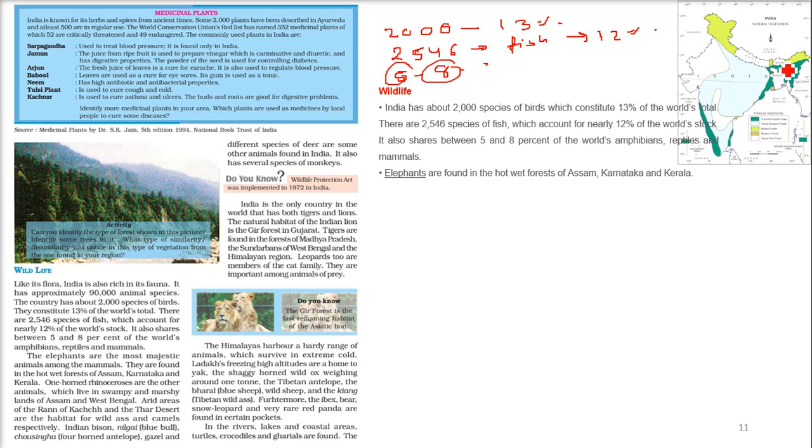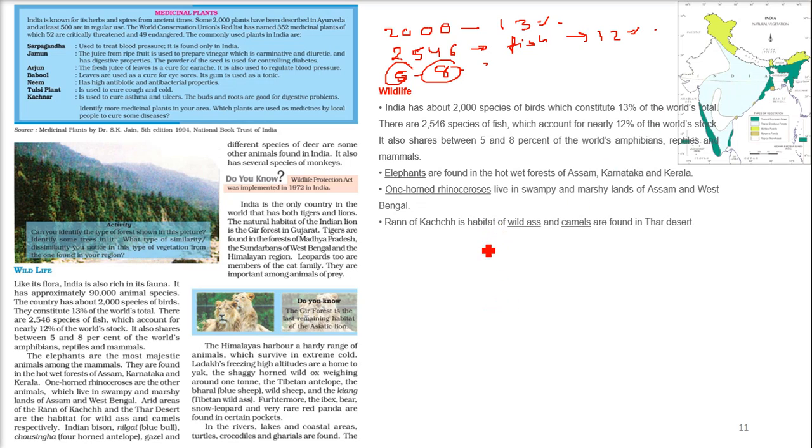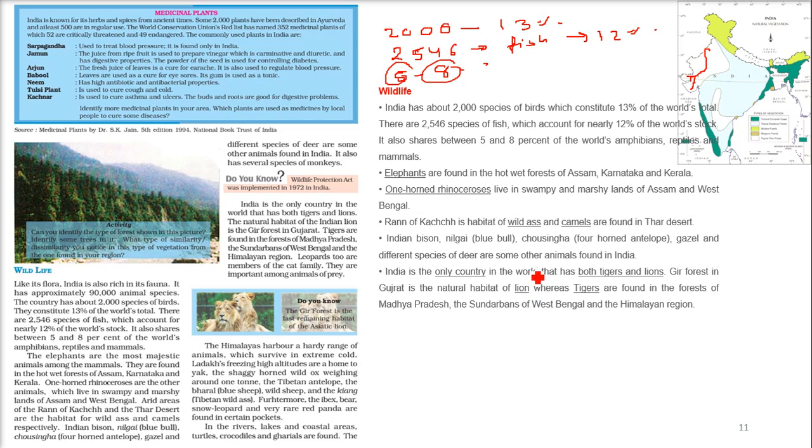So elephants are found in the hot, wet forests of Assam, and we have them in Karnataka and Kerala. Then the one-horned rhinoceros lives in the swampy and marshy land of the Assam area, and then West Bengal here. Then the Rann of Kutch area is the habitat of wild ass and camels. These are found in the Thar desert. Then Indian bison, Nilgai, that is blue bull, and Chausingha, the four-horned antelope, gazelle. There are different species of deer also found in various parts of India.